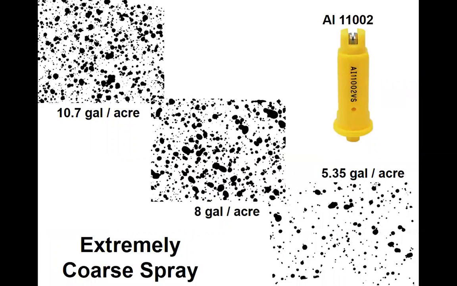For the extreme coarse spray, this nozzle, the AI 11002, doesn't give you very good coverage overall, but it still responds to the increase of spray output. So you probably want to stick with a minimum of 10.7 or 10 gallons per acre to get a decent coverage with that tip.